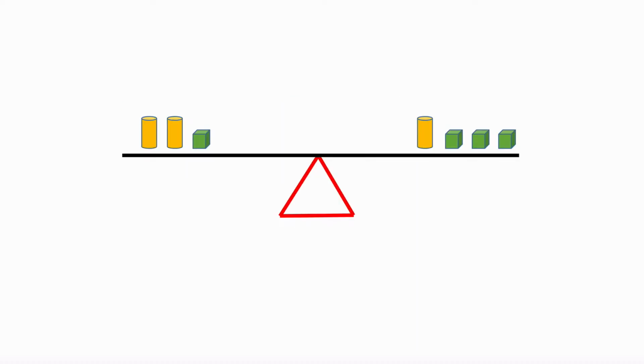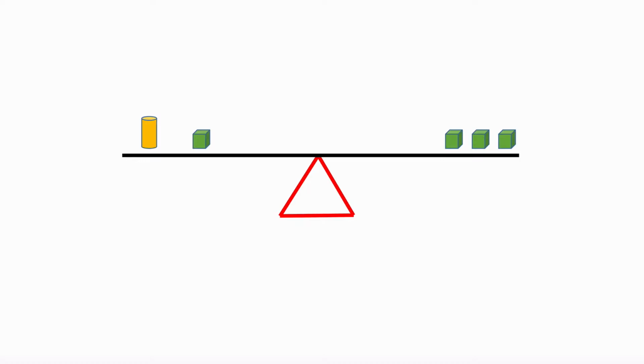Firstly, let's look at this illustration of a balanced scale where on the left-hand side we have two identical cylinders and one cube, and on the right-hand side we have one cylinder and three identical cubes. Now if I want to remove one of the cylinders on the left-hand side and keep the scale balanced, I also need to remove one cylinder from the right-hand side. So if I remove one cylinder from each side, the scale still remains balanced.